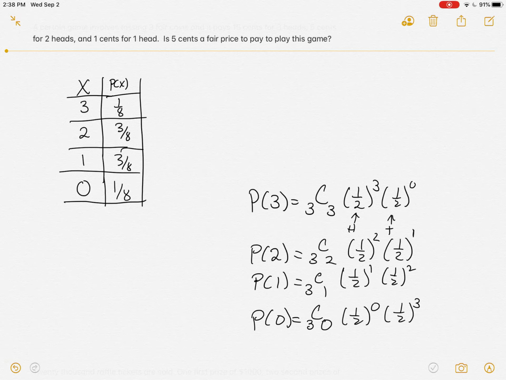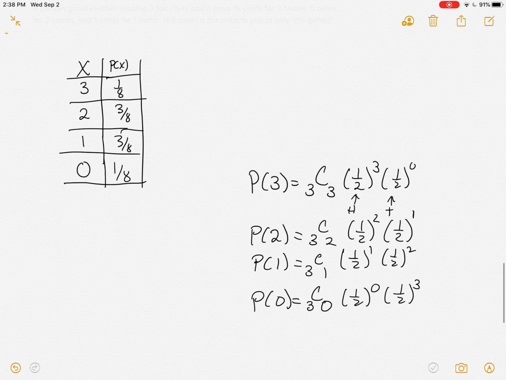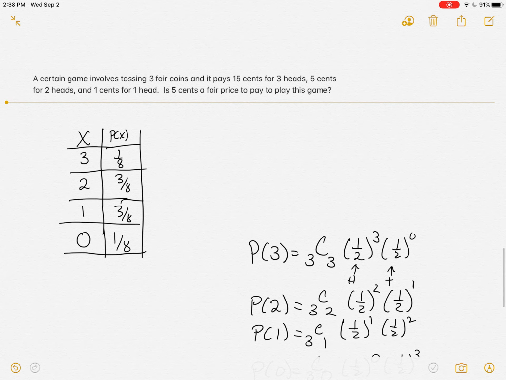Okay. Notice that the probabilities, if we were to add them right now, all total up to be 1. That's an important thing, right? That's what should happen if every event's been accounted for. Okay, so let's remember the question. The question wasn't what's the expected value for number of heads. It was, is 5 cents a fair price to play. So we're going to have to get the expected winnings, and then we'll use that. So let's find the expected winnings.